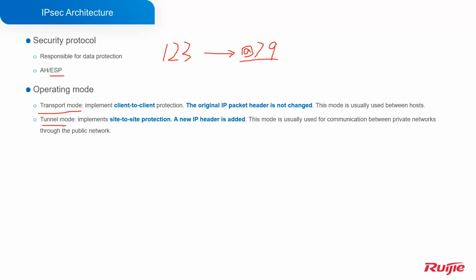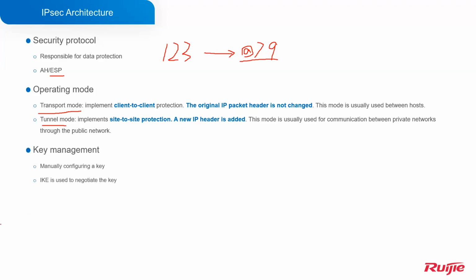And about the second one, the tunnel mode, we can establish site-to-site protection. About this tunnel, we will directly add a new IP header. So if your client uses a private IP address, we can also provide the VPN function, because we will add a new IP header, and in the IP header we can use some public information. So this is the basics about the operating mode.